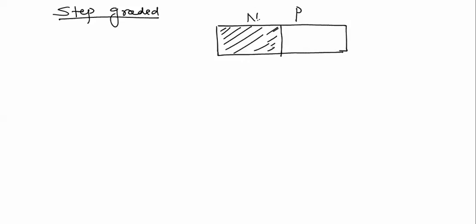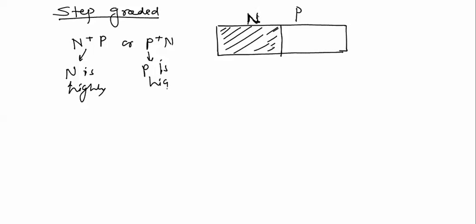The impurity of the other region is kept very large as compared to the other. So a step graded diode is either N plus P or P plus N diode. N plus P diode means N region is highly doped. P plus N means P region is highly doped. So we will denote these step graded diodes as N plus P or P plus N diode.